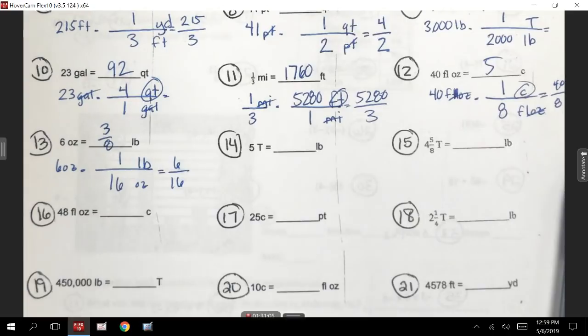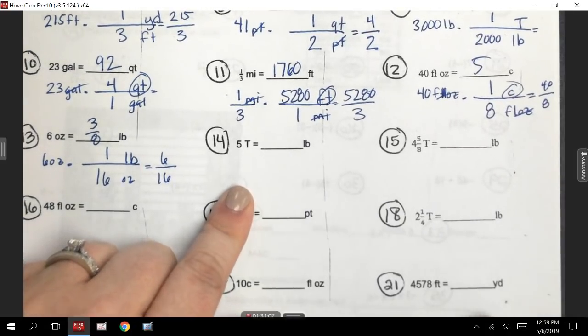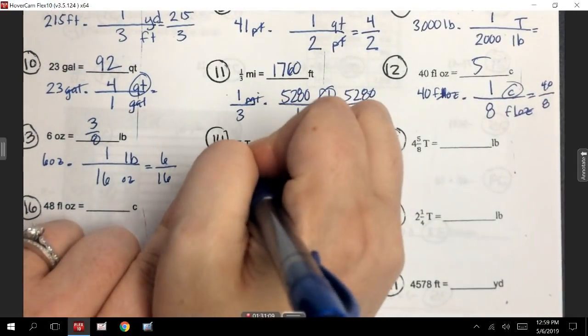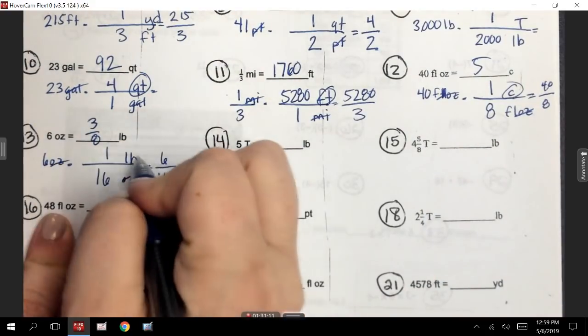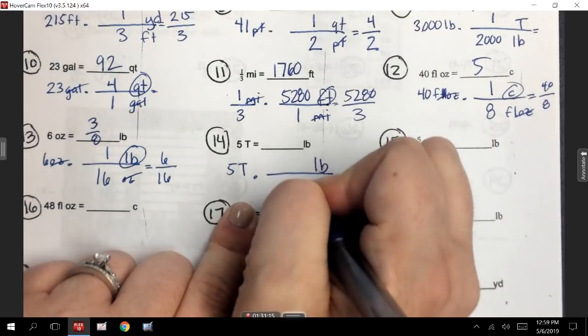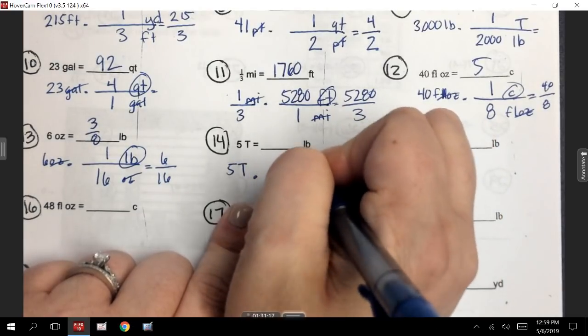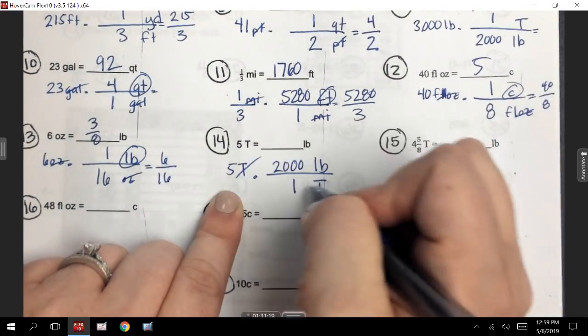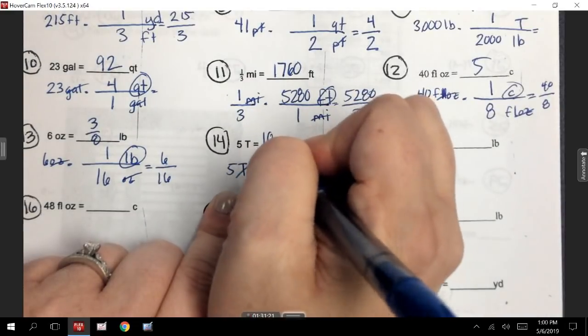Thank you. All right. Number 14, we have 5 tons. Oh, I forgot to mark my measurements out there. There we go. 5 tons. Tons are on the bottom. Pounds are on the top. We said 1 ton is 2,000 pounds. 5 times 2,000 gives me 10,000.